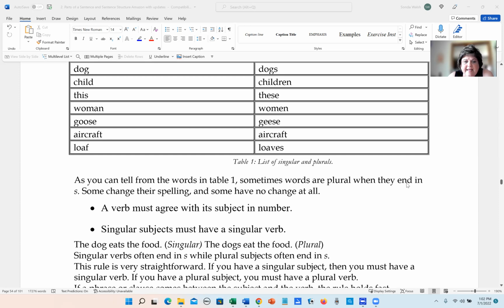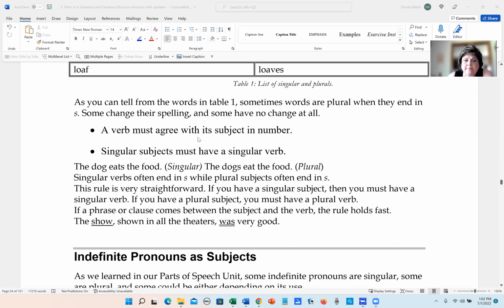Sometimes when words end in S, that makes them plural. However, a verb must agree with its subject in number, and singular subjects have to have a singular verb. For example, the dog eats the food. The dog is singular, so is the verb. The verb is singular when you add an S to it.